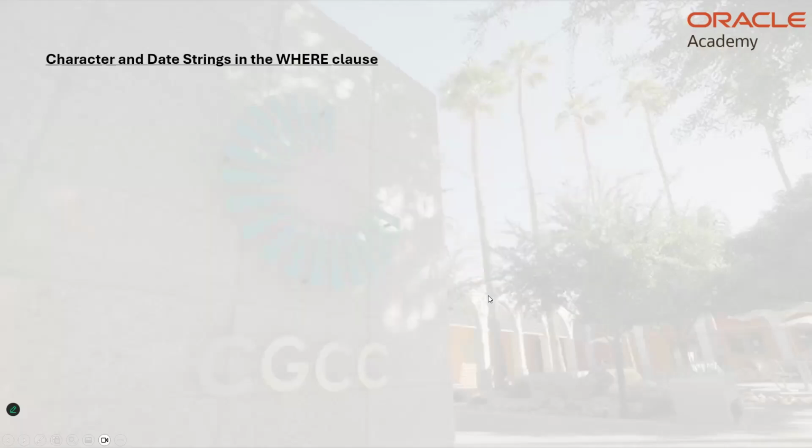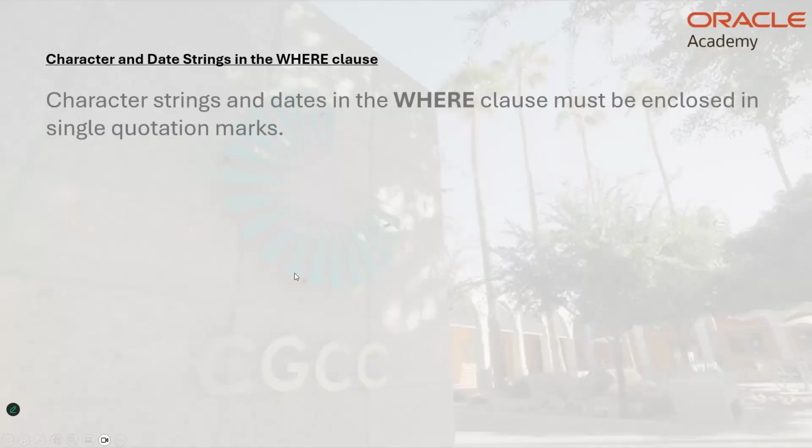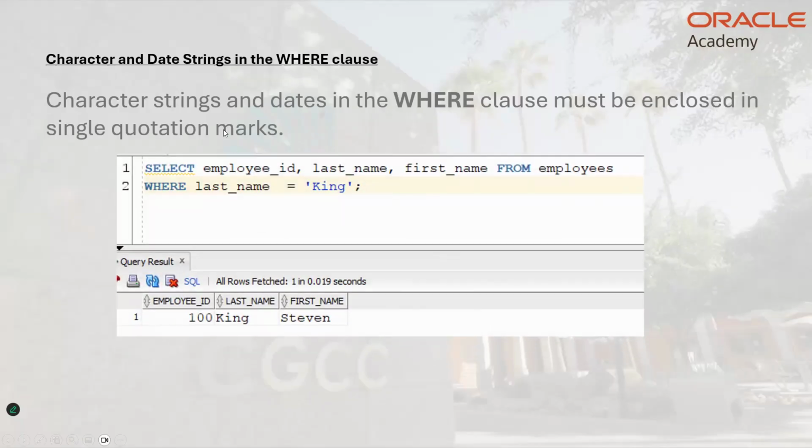All right, character and date strings in the where clause. Yes, you can use character strings and date in the where clause. We used numbers in the examples before. Remember, characters and dates must be enclosed in single quotes. So this query is to select employee ID, last name, first name from employees where last name is equal to King. And we get Stephen King.